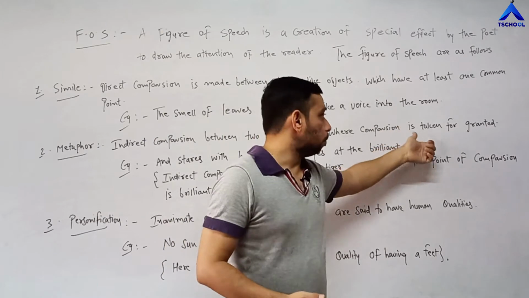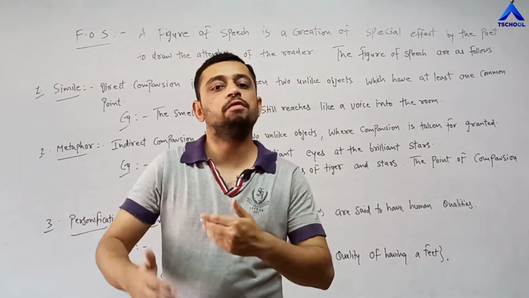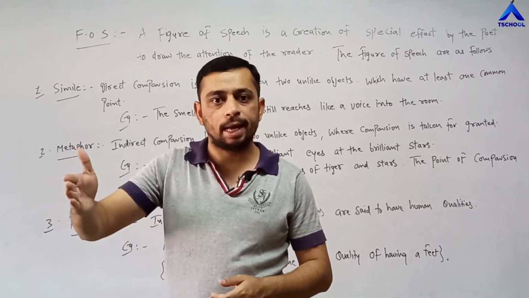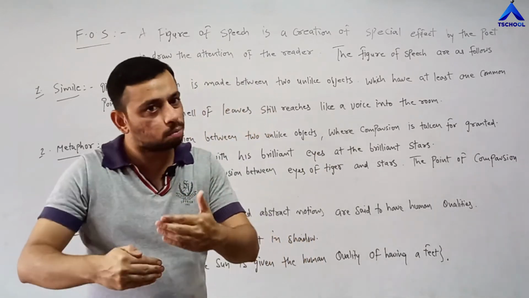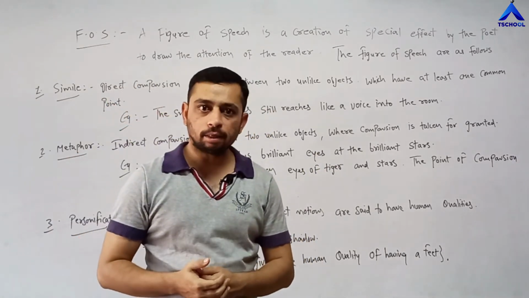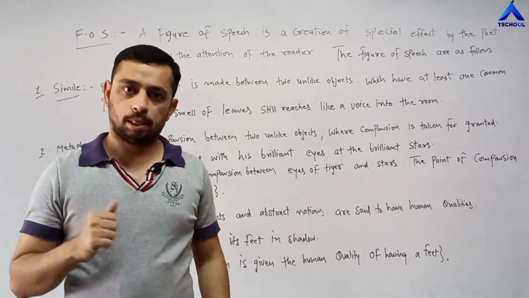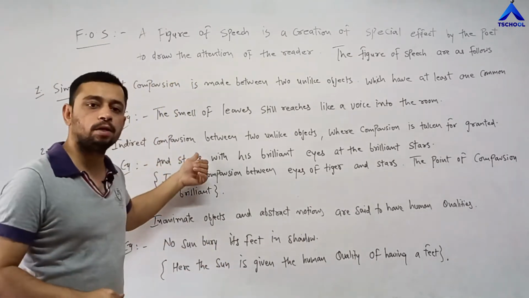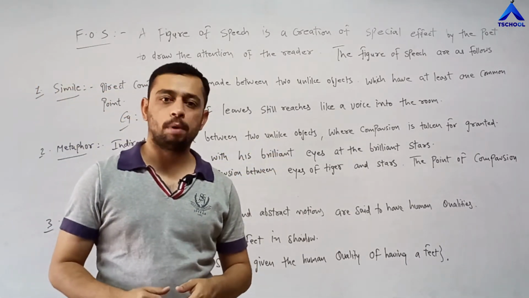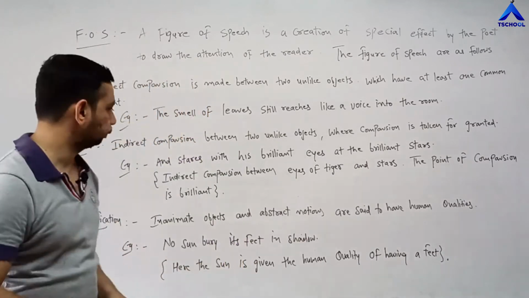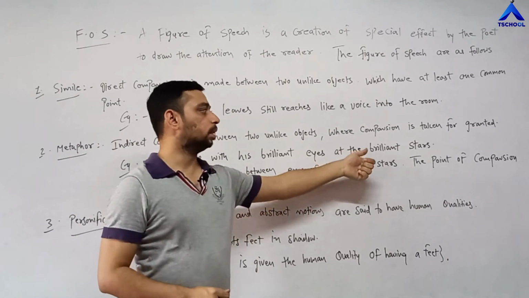Where the comparison is taken for granted, where we have to understand the comparison when we read the poem, that this thing has been compared to that. That is to be understood or taken for granted. That figure of speech is called a metaphor. Indirect comparison between two objects or between two things is known as a metaphor. Look at the example. And stares with his brilliant eyes at the brilliant stars.